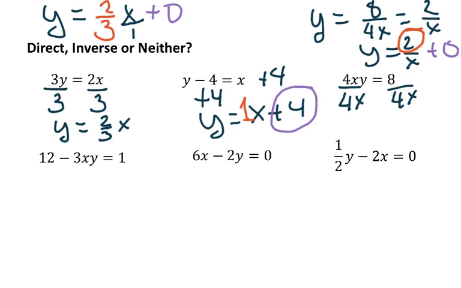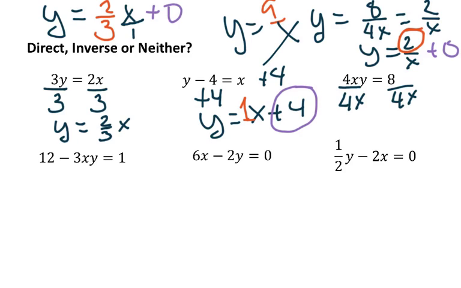All right. Earlier we saw we had the equation y equals a over x. That's the situation we're in. This is an inverse variation.